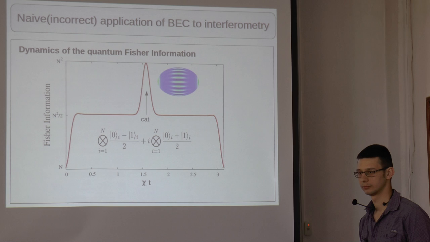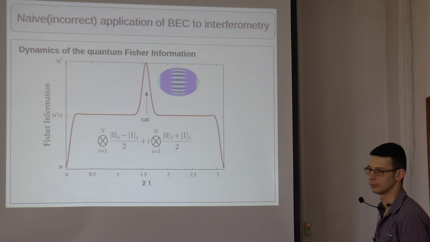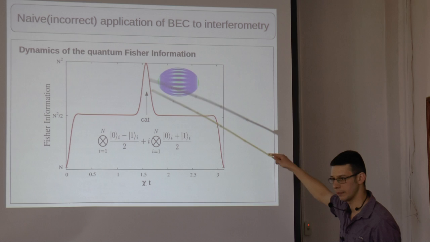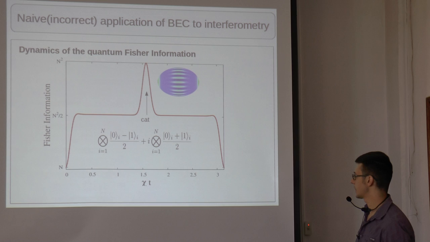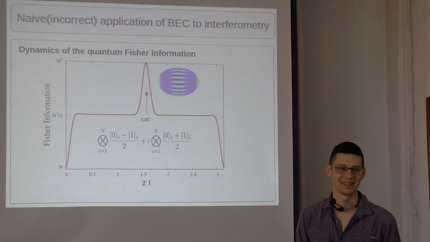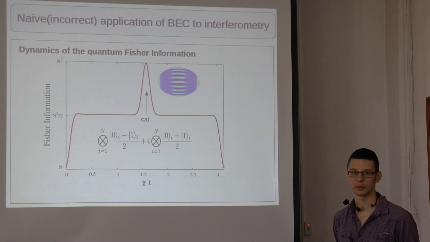In what sense and among what states does this cat state maximize the Fisher information? Among all possible states, among all BEC states? So we would like to ask an inverse question. Yes, I have this n square. What are the states which would give n square? This is known, the critical point which gives this n square, but I cannot answer the inverse question. If Fisher is n square, it doesn't have to be a cat state. This was the expected experiment.